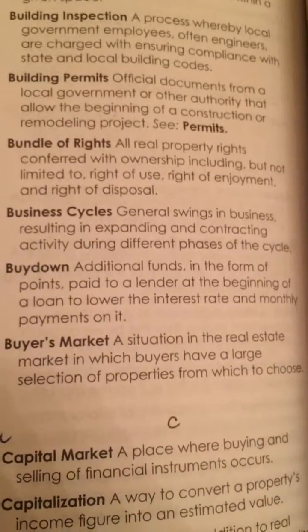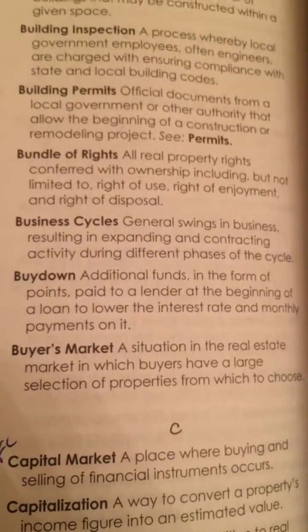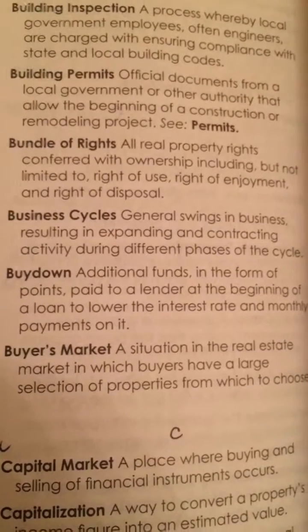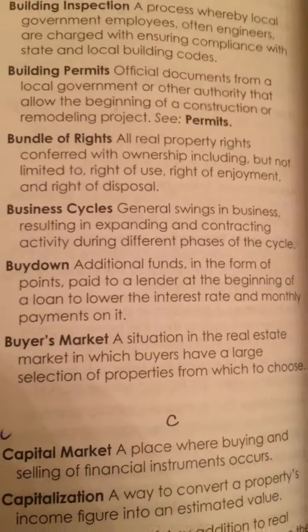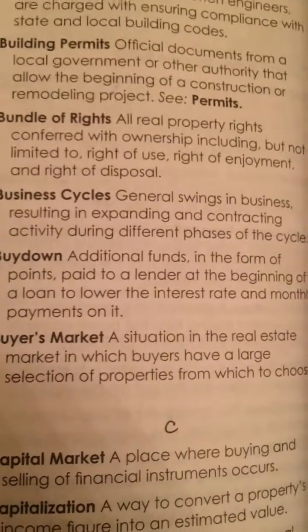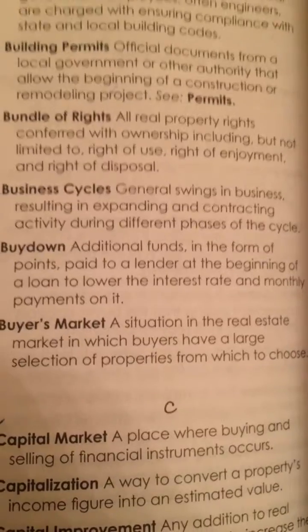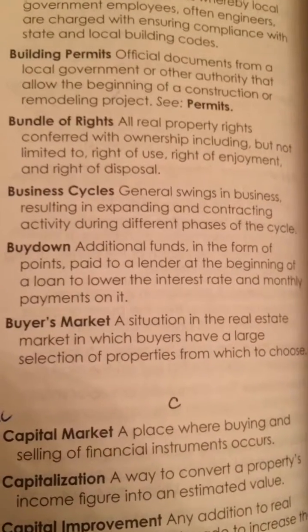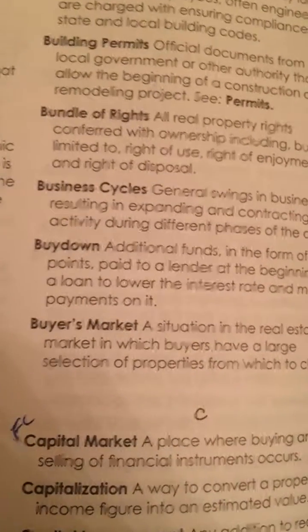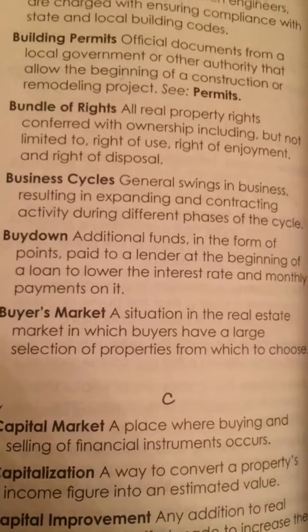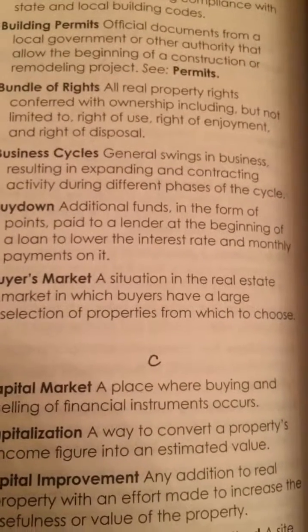Business cycles. General swings in business, resulting in expanding and contracting activity during different phases of the cycle. Buy down. Additional funds in the form of points paid to a lender at the beginning of a loan to lower the interest rate and monthly payments on it. Buyer's market. A situation in the real estate market in which buyers have a large selection of properties from which to choose.